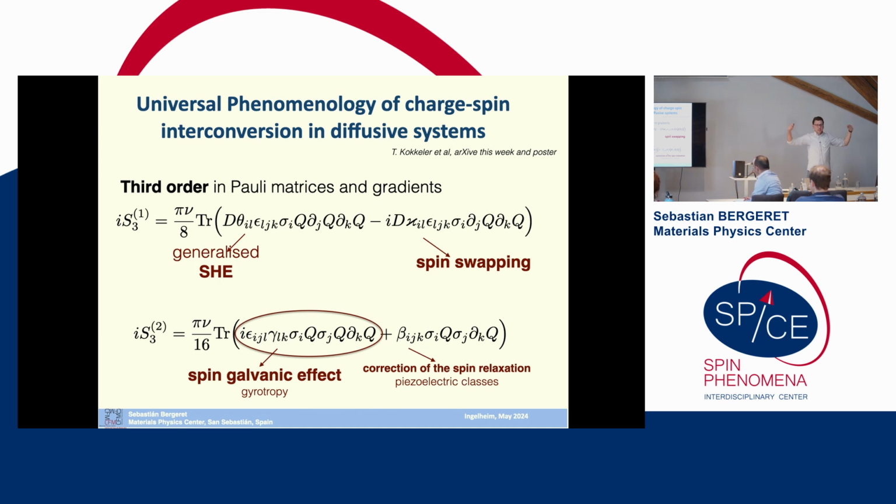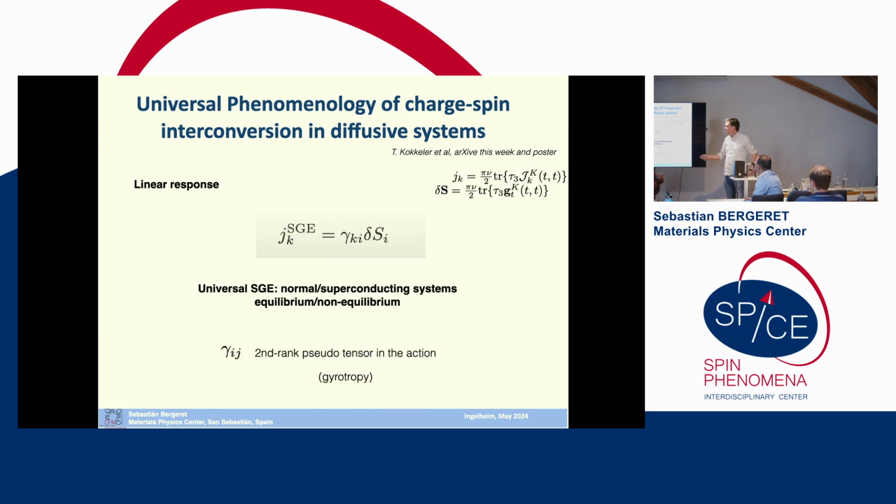Until now we have the action, and so let us focus on that term. Now we minimize our action, we get our equations. We can do, for example, what in theory we love to do, linear response. And what we get is that the charge current, which now has only one index, is coupled to the spin via a second rank pseudotensor. And you say, yes, so what? But this is amazing, because I haven't told you anything about this spin. It could be a superconductor, a normal metal, in equilibrium, non-equilibrium. I haven't said anything, because it's universal.